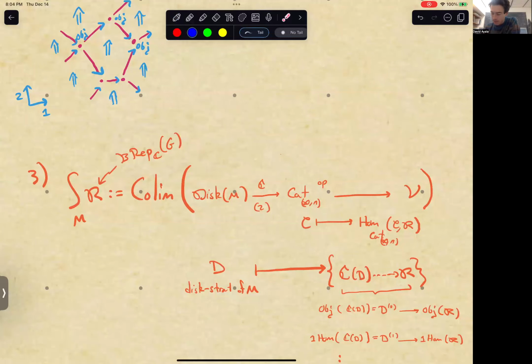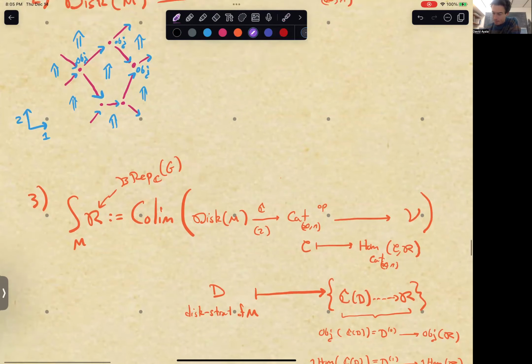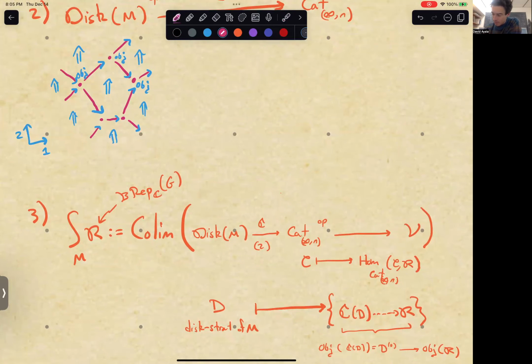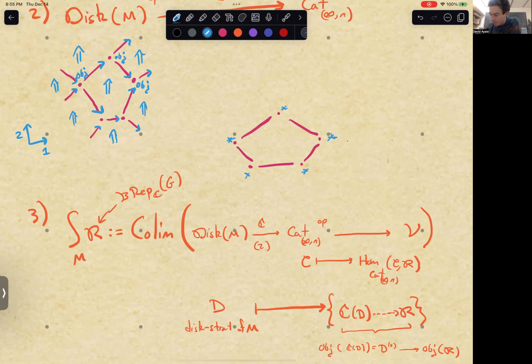While you were talking, I upgraded it to make it the right dimension by taking the loop. So let's decorate this. Here's a bit of a disk stratification, and we label each of these by the unique object, which is the point. So that's no data. We'd label each arrow by an object in this category, which is a G rep. So G acts on a vector space V. Right. G acts on another vector space W, etc.